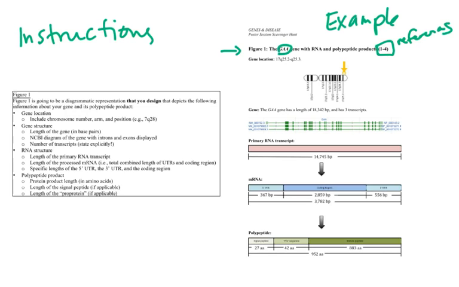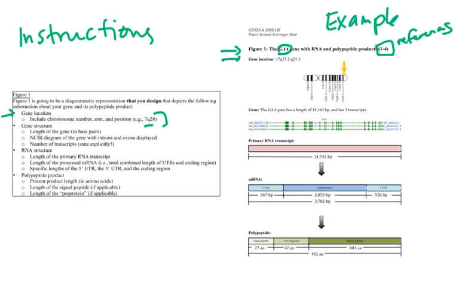If we then move down, the next component is the gene location. The description for gene location says to include the chromosome number, the arm, and the position. And remember, this is the format we talked about when giving chromosome positions. First you have the chromosome number. In 7q28, 7 is the number of the chromosome. Q refers to which particular arm of the chromosome it's on. Remember, it's either P or Q. And then the number indicates the relative position on that particular chromosome.